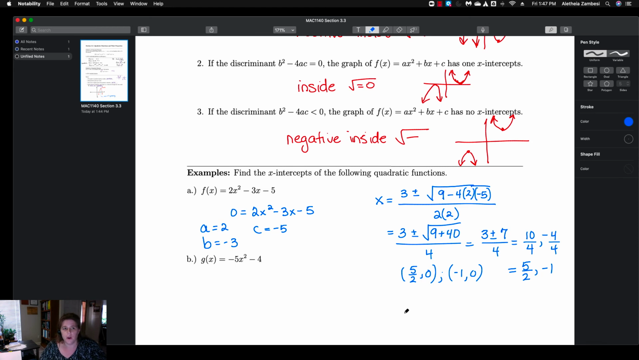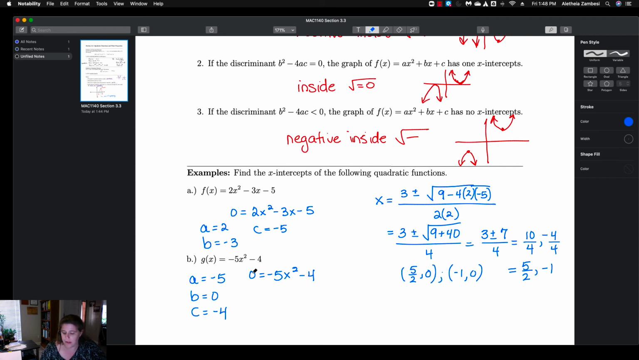When you're working on your homework or taking a quiz, make sure you're checking what form it's asking you for the response. If I want to find the x-intercepts of this next one, I have a equal to 2, B is negative 3. Oh, sorry, I'm looking at the last one. A here is equal to negative 5. B is equal to 0. C is equal to negative 4. So I'm solving this. This is equal to 0.